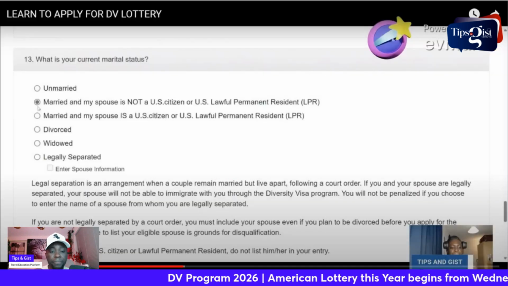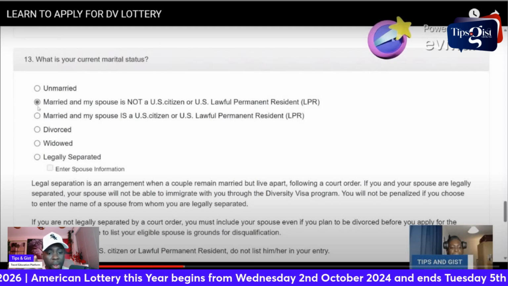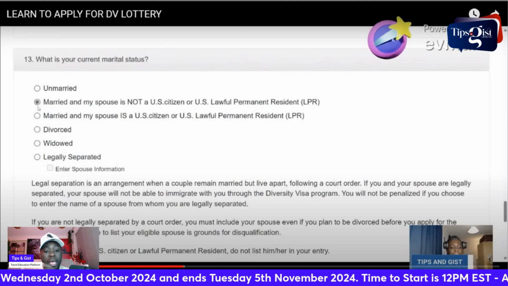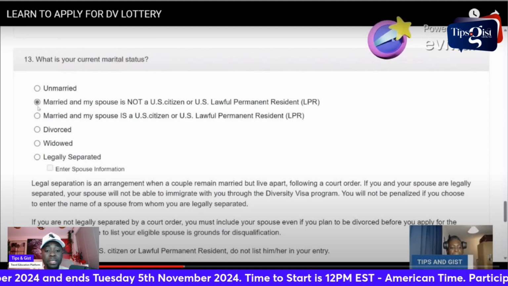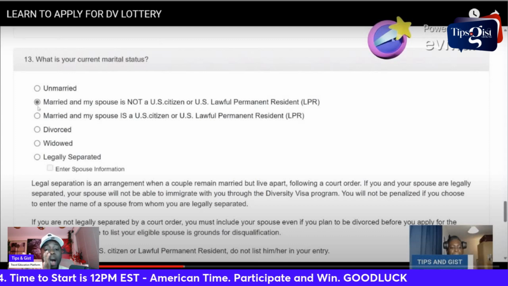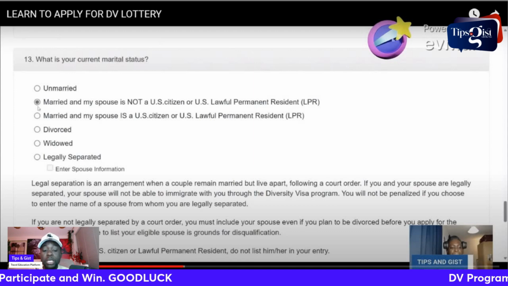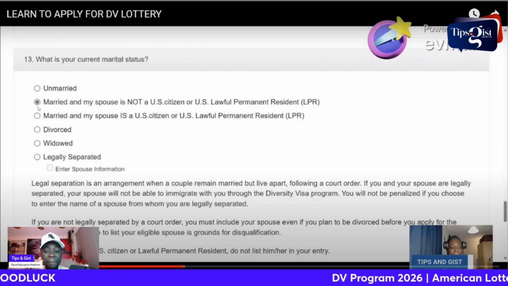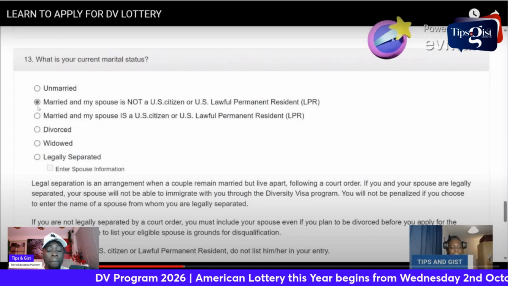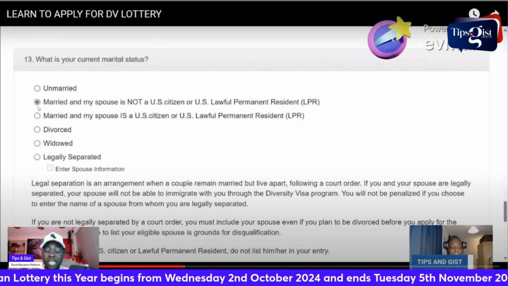Now, question number 13, marital status. They are going to ask whether you are unmarried, married, divorced, widowed, legally separated. Please pay attention. If you are unmarried, unmarried means you are single, whether you are dating or not. If you don't have a legal document, if you don't have a marriage certificate, you are unmarried. So if you are living with a man with 4 children and you don't have a marriage certificate, you are unmarried. If you are married traditionally without a court certificate or a church certificate, right?